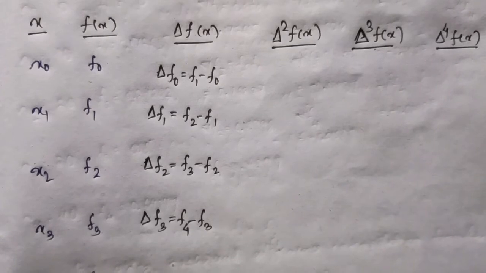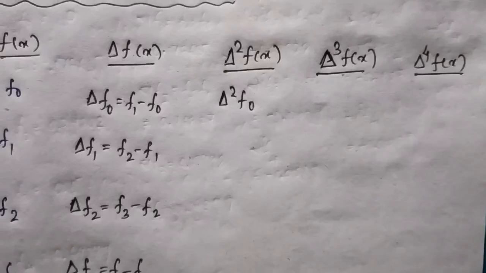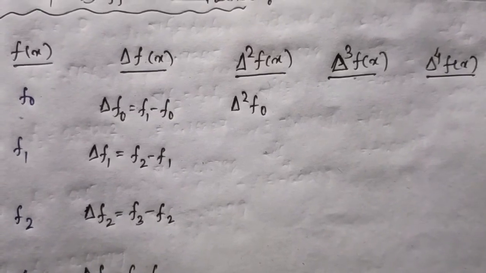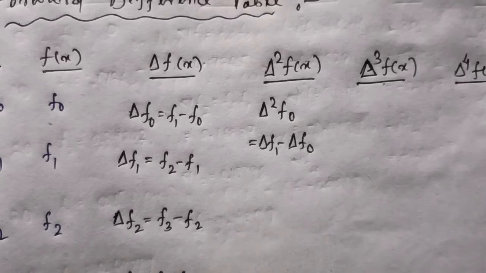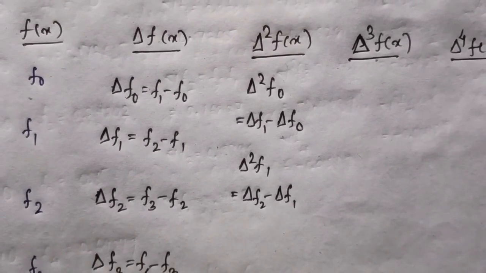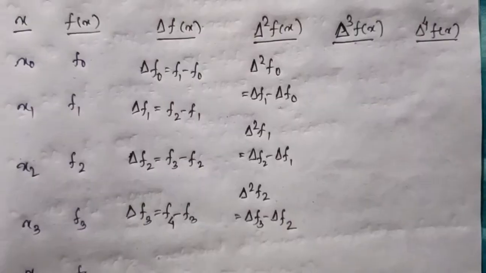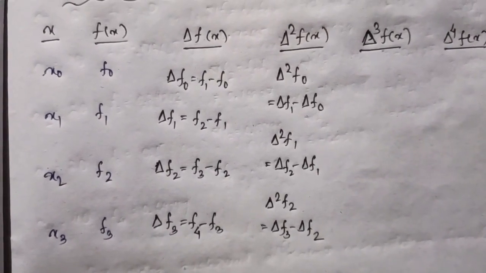Next delta square f of x column. Here first find out delta square f0, that is delta f1 minus delta f0. Next delta square f1, that is delta f2 minus delta f1. Similarly delta square f2 is equals to delta f3 minus delta f2.